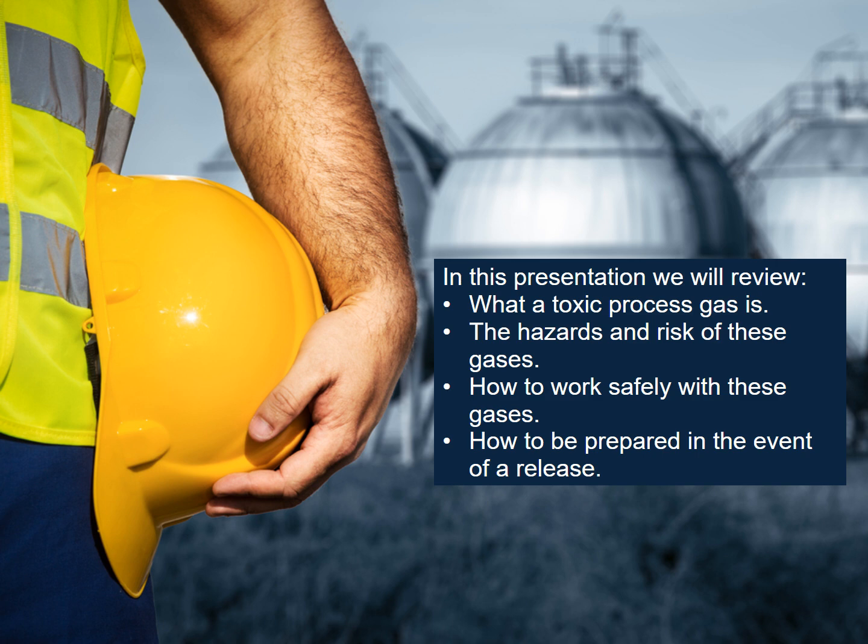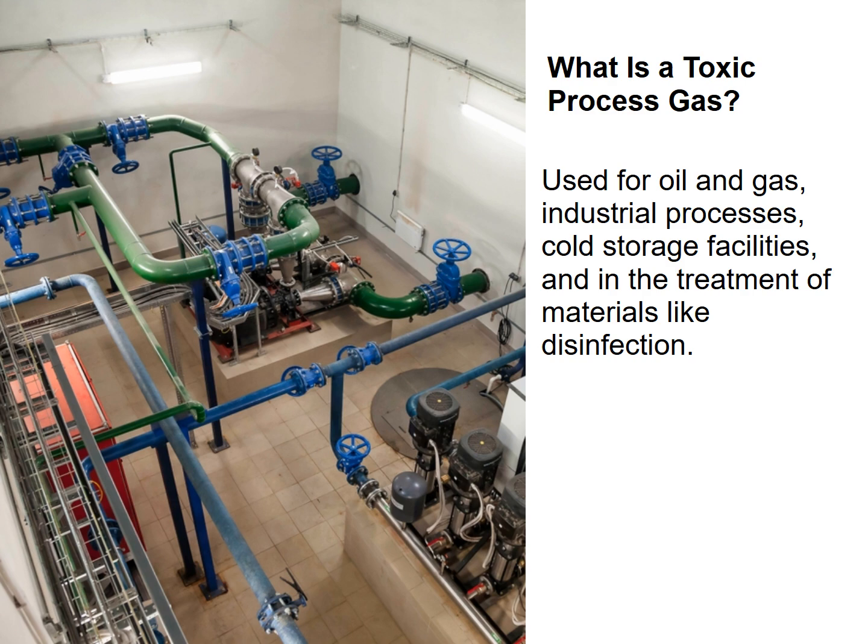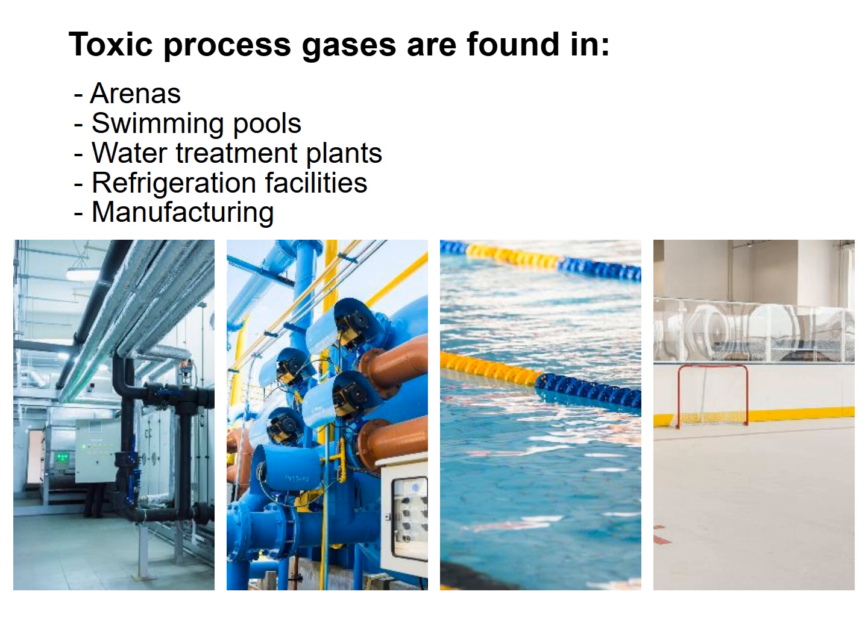In this presentation, we will review what a toxic process gas is, their hazards, how to work safely with them, and how to be prepared in the event of a release. Toxic process gases are often used for oil and gas, industrial processes, cold storage facilities, and in the treatment of materials like disinfection. They are found in arenas, swimming pools, water treatment plants, refrigeration facilities, and manufacturing.